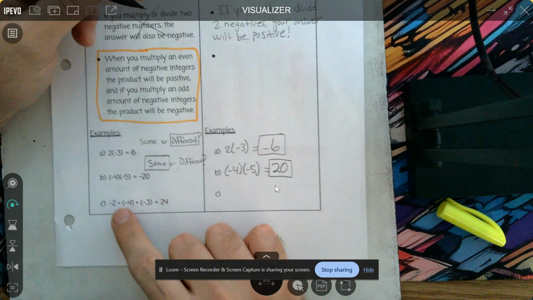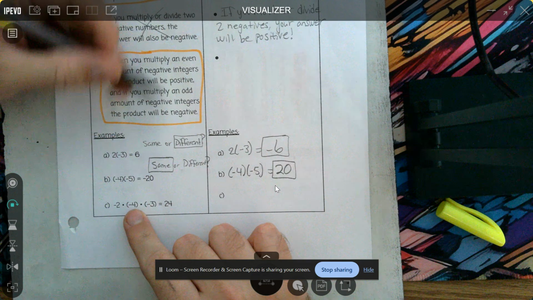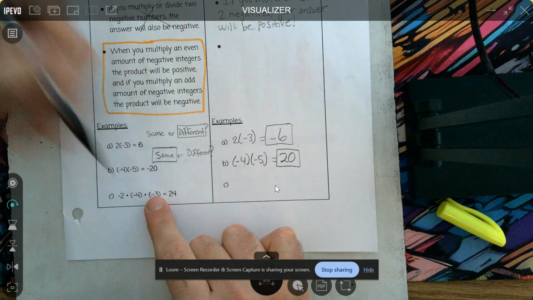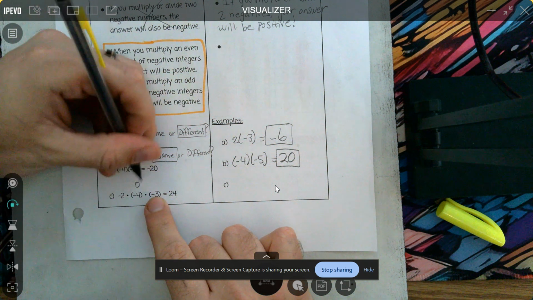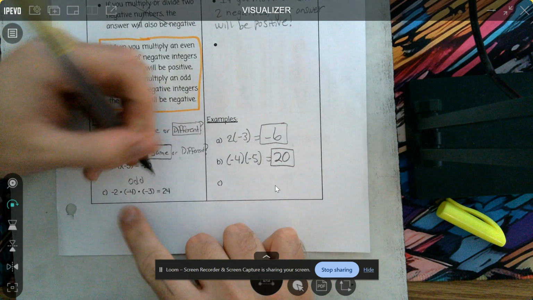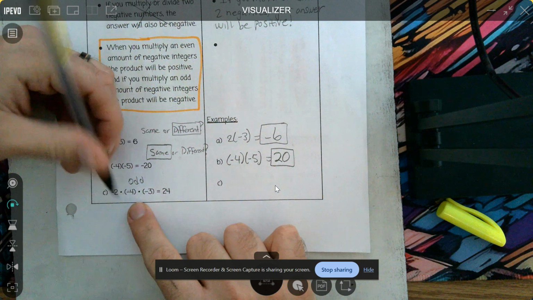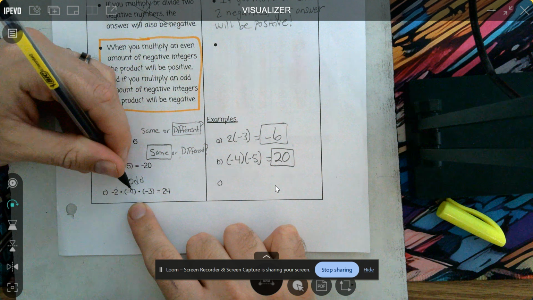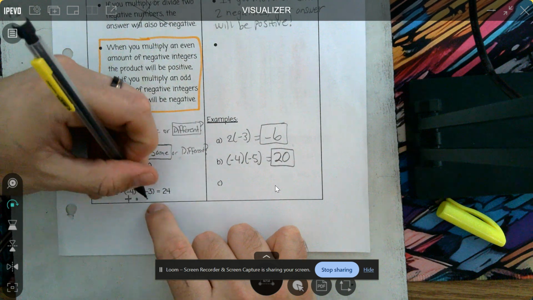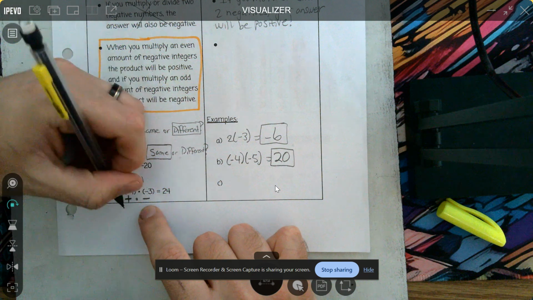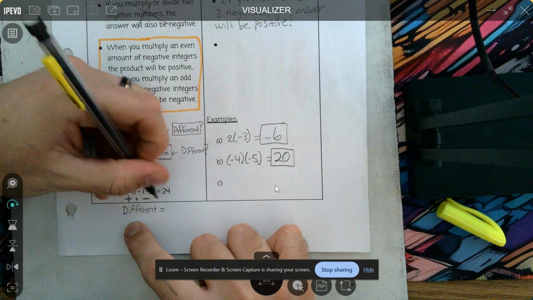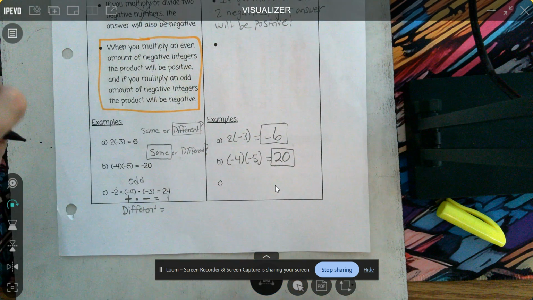All right, now C goes along with the third statement on our selfie notes. Let's talk about it. We have 1, 2, 3 integers. That's an odd amount of integers. So let's solve it. Let's start from left to right. We have a negative times a negative. A negative times a negative is a positive. A positive times a negative. These are different. So it should be negative.